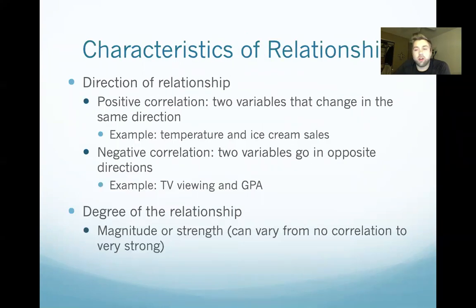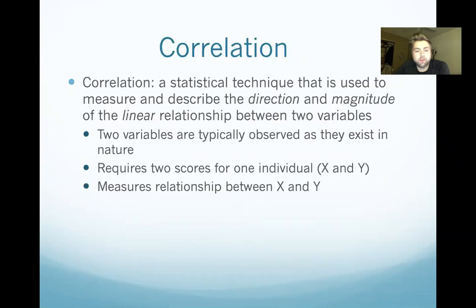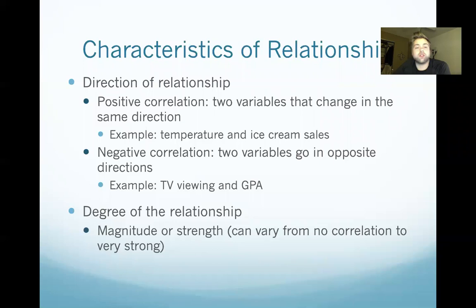So the things that we talk about for this relationship, we talk about the characteristics of the relationship, and there's the direction of the relationship. So if it's positive, that means that both variables change in the same direction, such that, like it says, higher temperature equals higher ice cream sales, whereas when you have a negative correlation, that means they go in opposite directions. So higher TV viewing relates to a lower GPA.